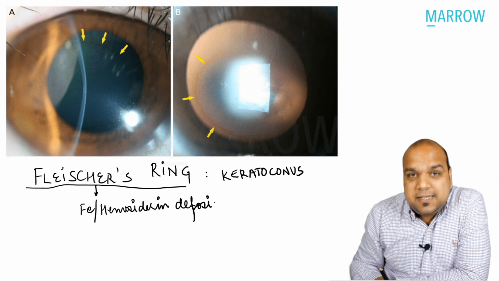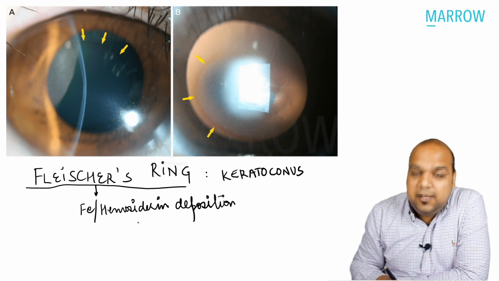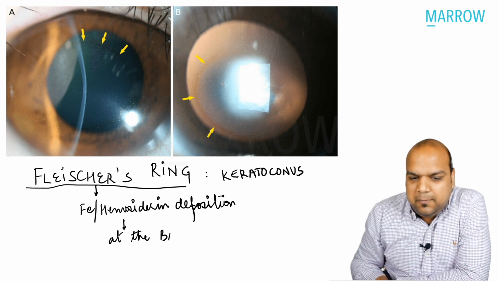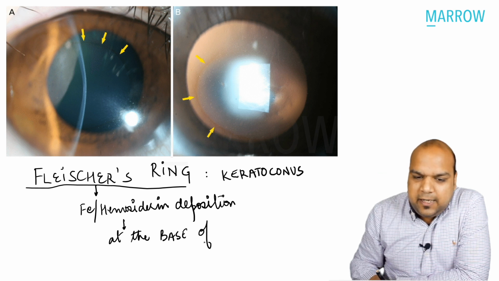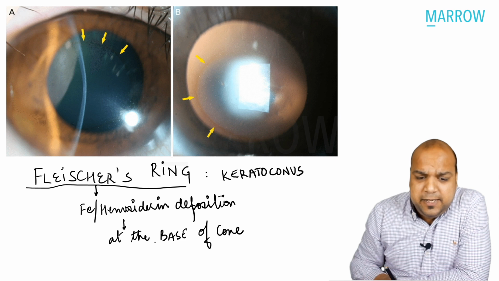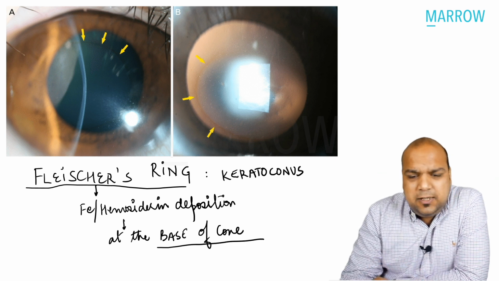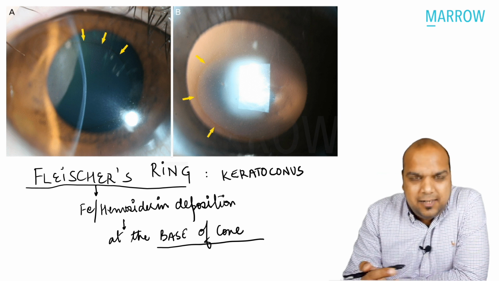That was copper. This is iron or hemosiderin deposition in keratoconus at the base of the cone, not at the apex of the cone, at the base of the cone, everybody. Okay, slightly difficult to see. An image may be asked, less chances.